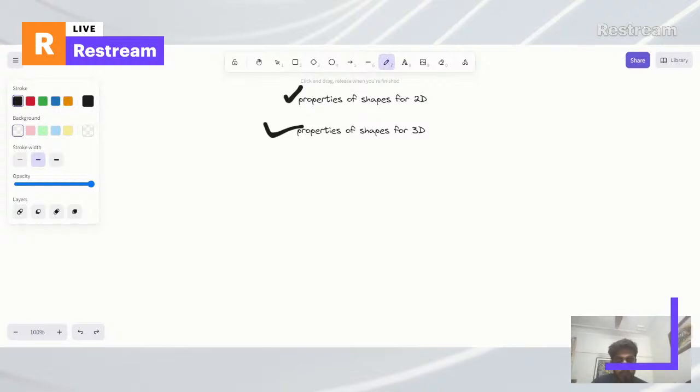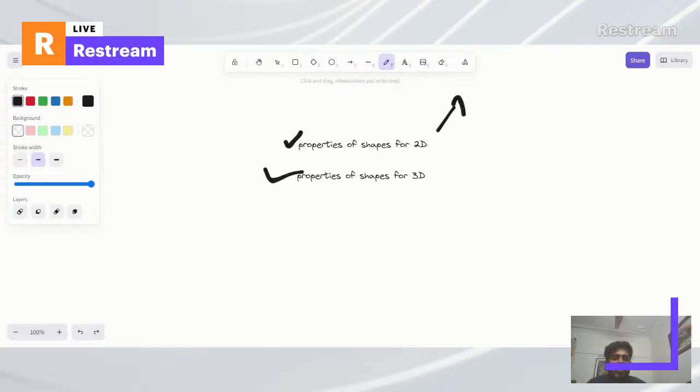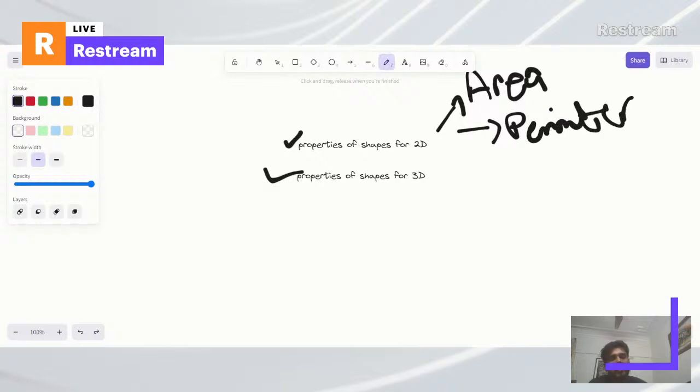Now, as you've seen in the past, with 2D figures we just had two things to find out, right? We had area to find out, and we needed to find out perimeter with respect to 2D figures. Now our main focus would be 3D figures, right?